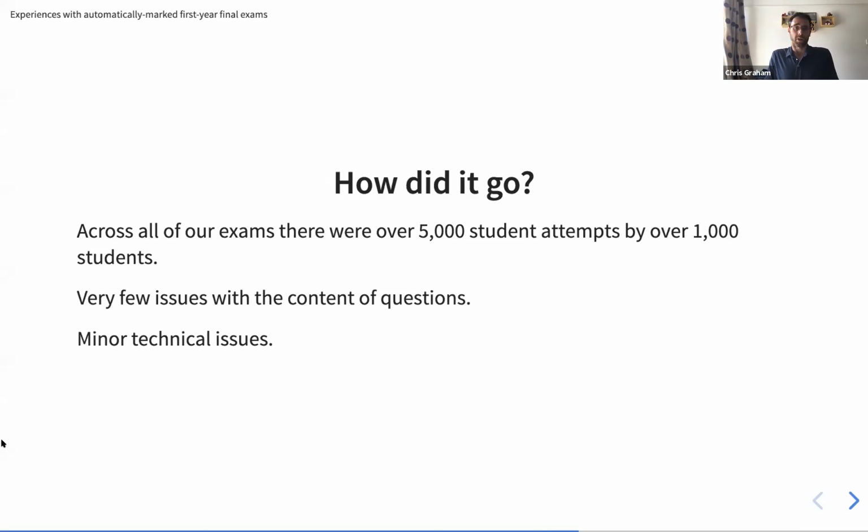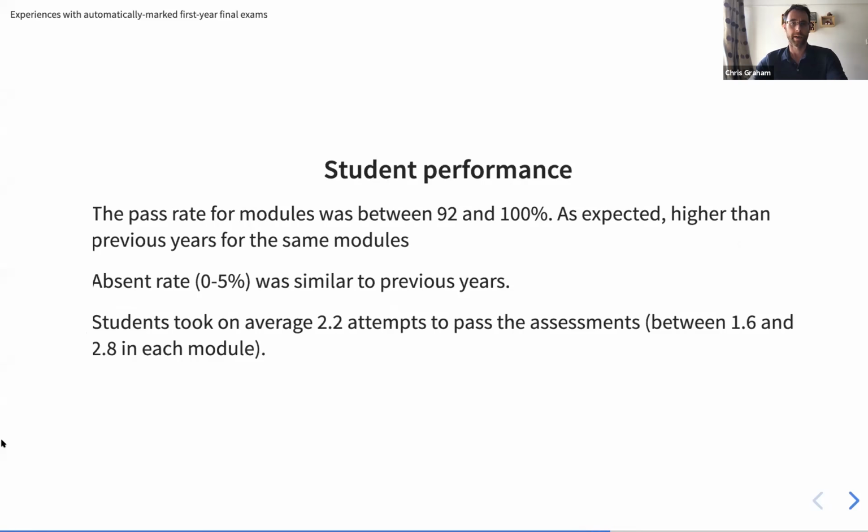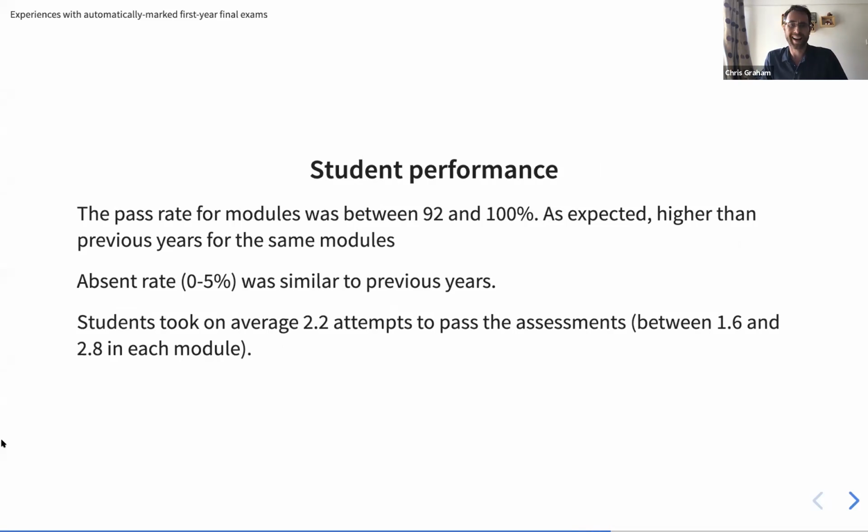So how did it go? Well, across all of those exams, our school and elsewhere, we had around 5,000 attempts from over 1,000 students, and close to half of those, maybe a third of those, were actually on the first day. There were very few issues with the content, so our approach to checking questions seemed to work quite well. We just had a few minor technical issues, including for our receipts. They didn't quite work out as well as we would have liked, and that's a thing for improvement next year. As you might expect, student performance was very high.